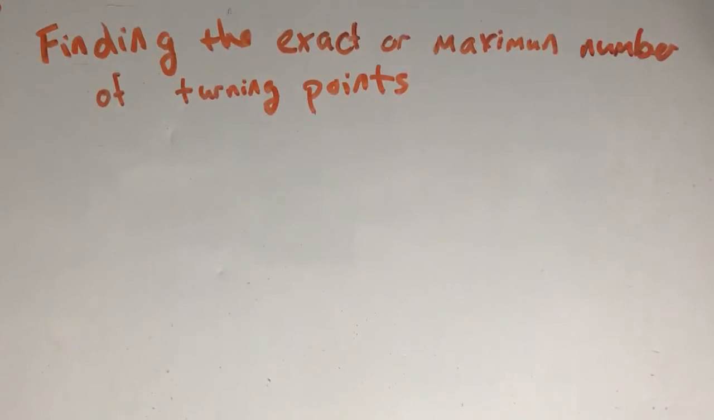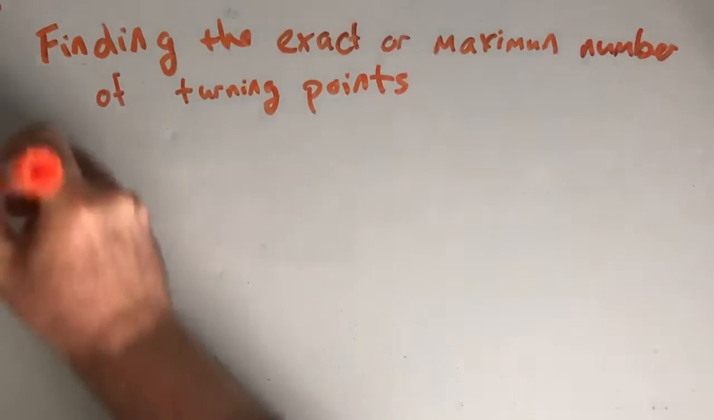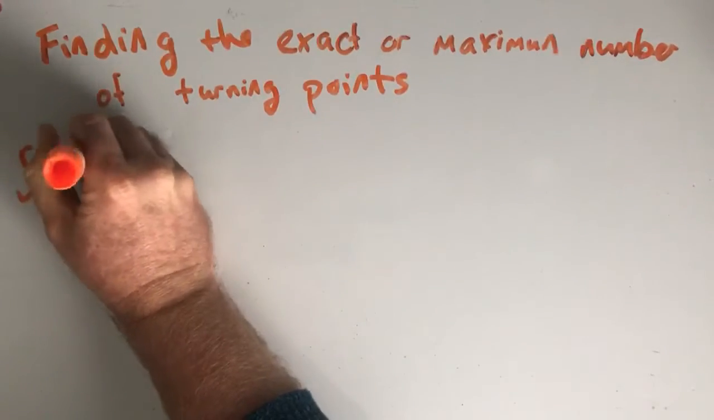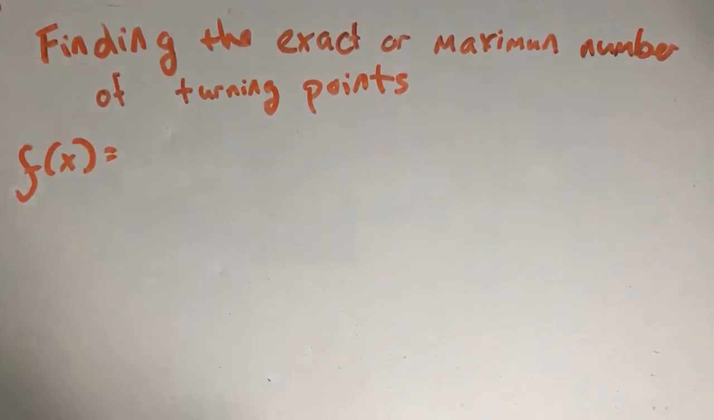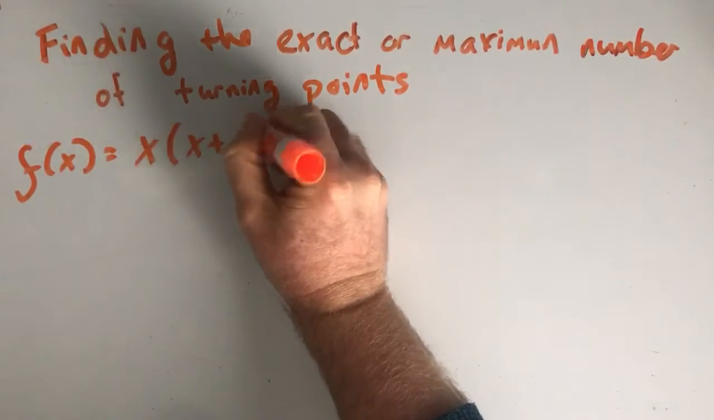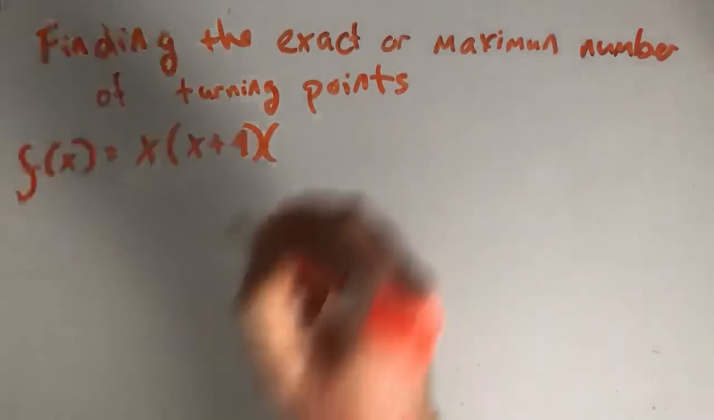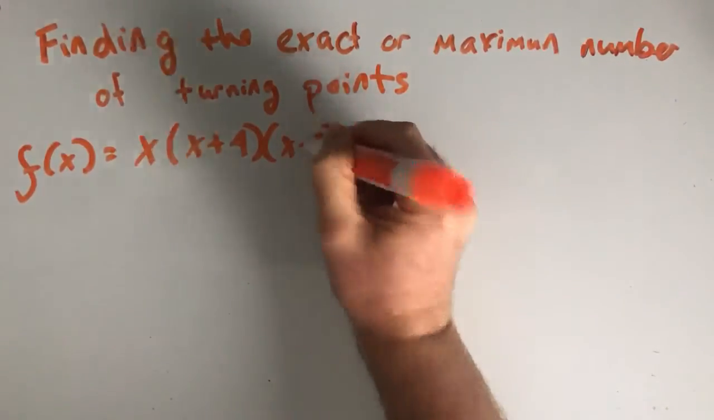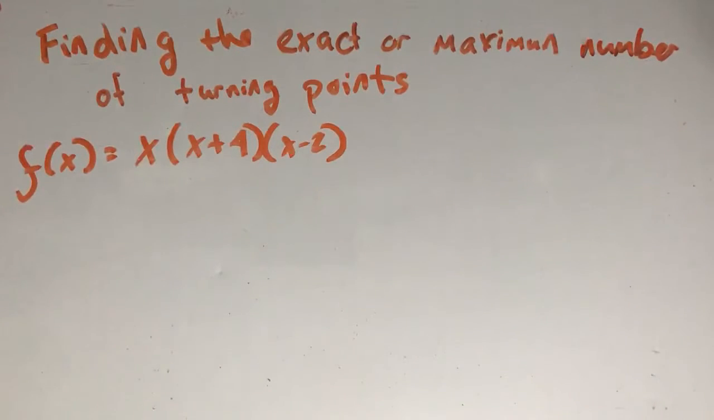So we're going to start off with the function f of x equals x times x plus 4 times x minus 2. Okay, so that's the function that we're given. So I need to find the exact or maximum number of turning points for the function. Okay, and then I'm also going to label the number as exact or maximum.